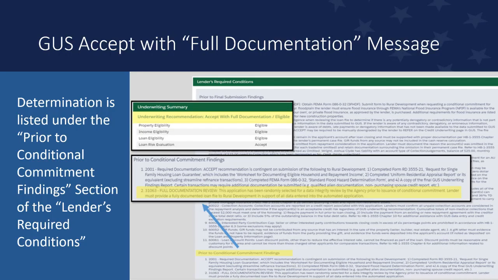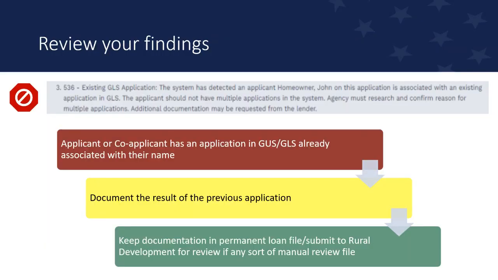There are times when you will have a GUS accept that will be a full documentation review. This is where the system randomly selects GUS accept files for a quality assurance or data integrity review. If the file is a GUS accept with full doc review, it will always show on the findings report. So make sure even on a GUS accept, you are always reviewing your findings, especially at the final submission. I just can't say this enough. No matter the result, be sure to review your findings line by line.